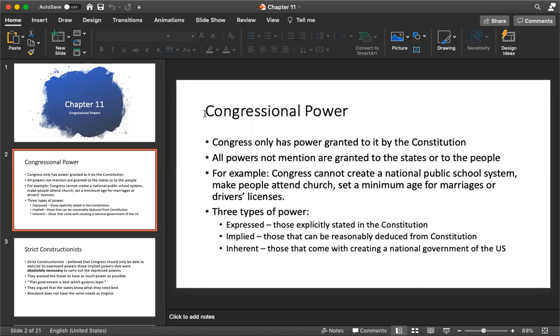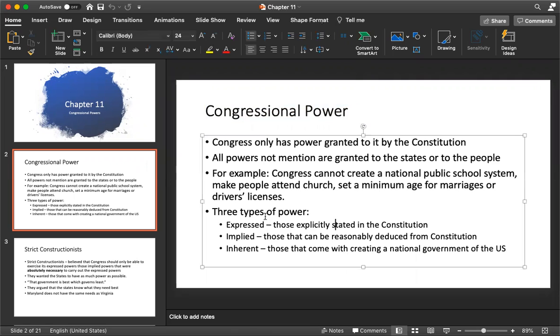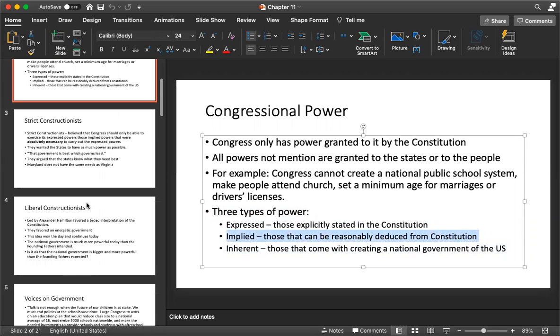We're looking at congressional power, right? And we know that there are three types of powers in the Constitution. We've gone over this quite a bit. Three types of power: expressed, those explicitly stated in the Constitution, like you can create a navy, and build and maintain a navy, and do post offices and all that kind of stuff. There's implied powers, those that can be reasonably deduced from the Constitution, and then the inherent powers. We're still talking about implied powers.